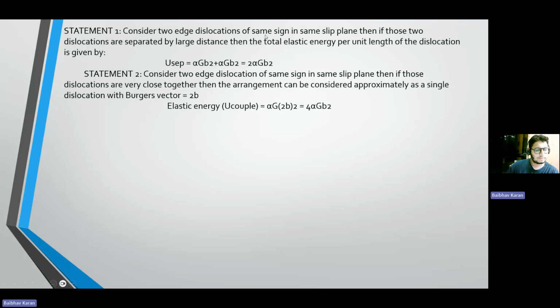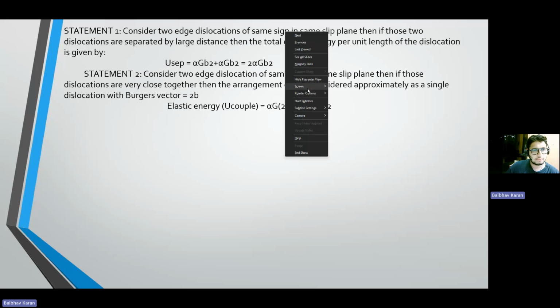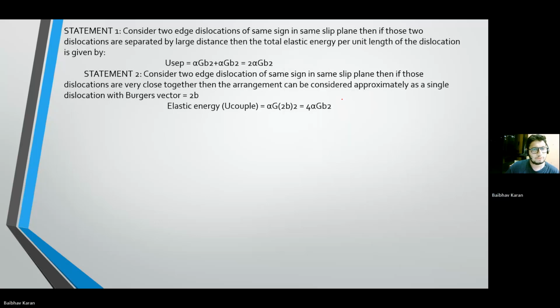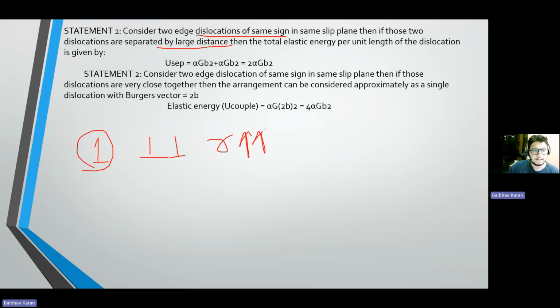Consider two edge dislocations of a given sign. Two edge dislocations, so what is given here? Two things are given here. The dislocations are of the same sign. I'm talking about statement 1 right now. In the slip plane, if the dislocations are separated by a large distance, the R value is very large.